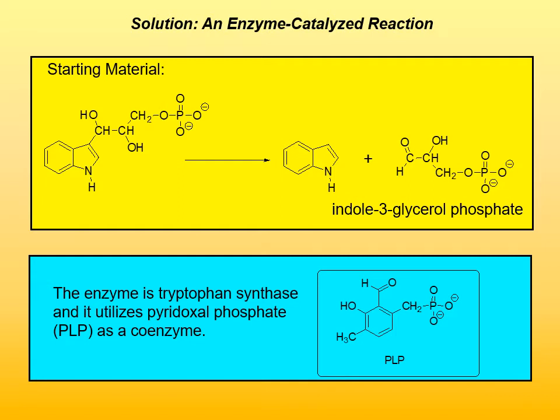So there are 2 different types of subunits of tryptophan synthase. Alpha subunits convert indole 3-glycerol phosphate to indole. And then that indole travels through a channel in the enzyme to the beta subunit where the actual reaction occurs, the reaction of indole and serine to give tryptophan.